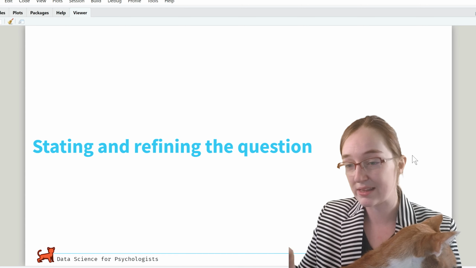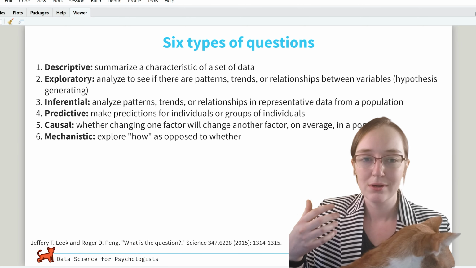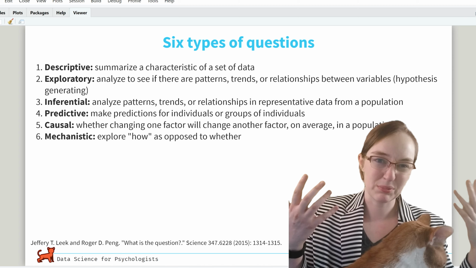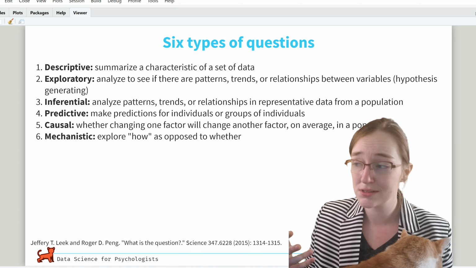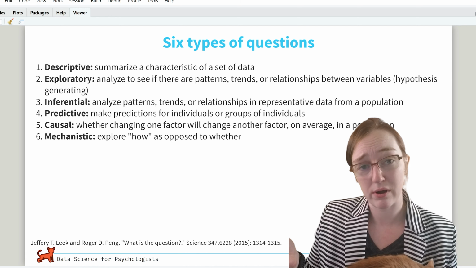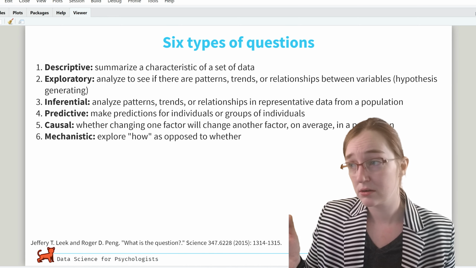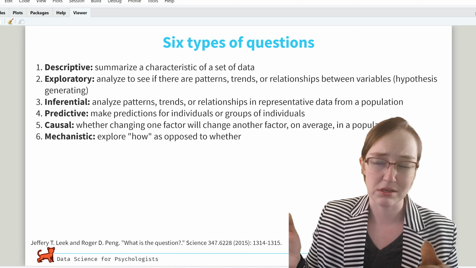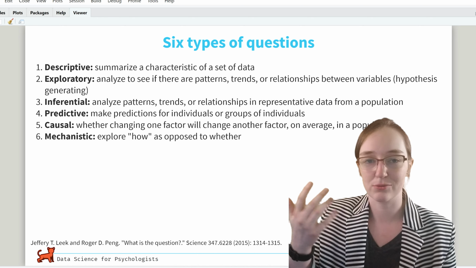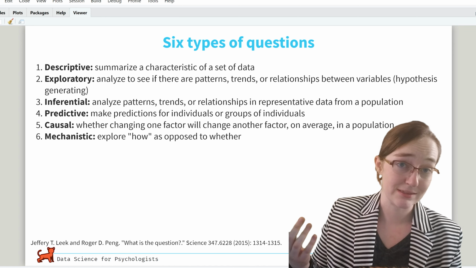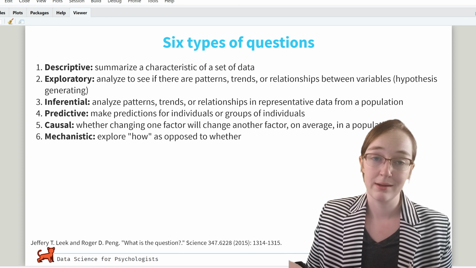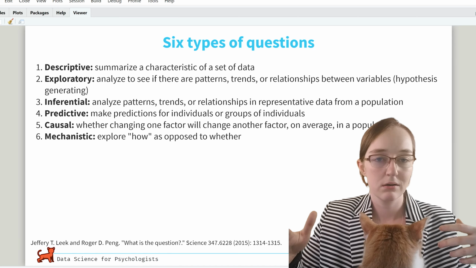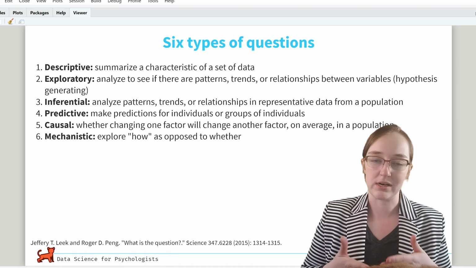So let's start with stating and refining our question. There are approximately 6 kinds of questions, and these map on pretty well with my experience in consulting, both for academic and industry positions. And often the questions aren't asked in a really straightforward way. It's not like somebody comes to me and says, I have an exploratory problem. I need to know if there are patterns or trends in the relationship between this data set and that data set, and here's the uniting index.